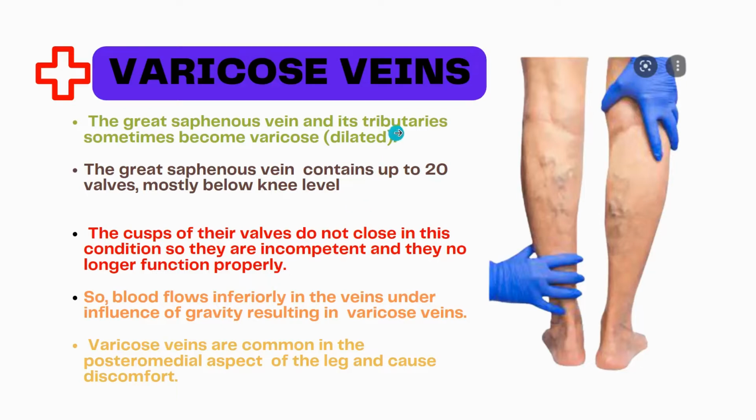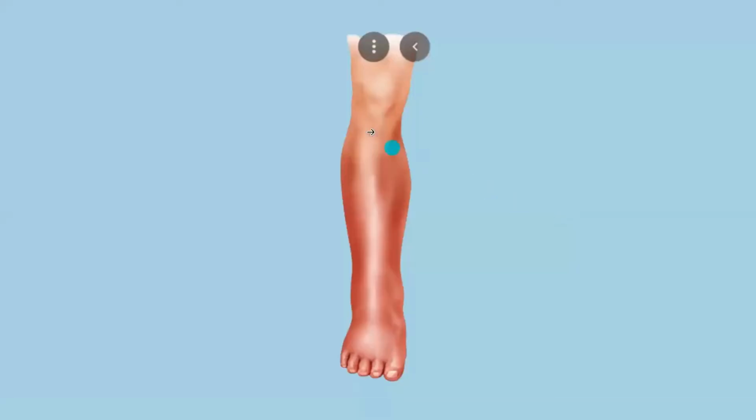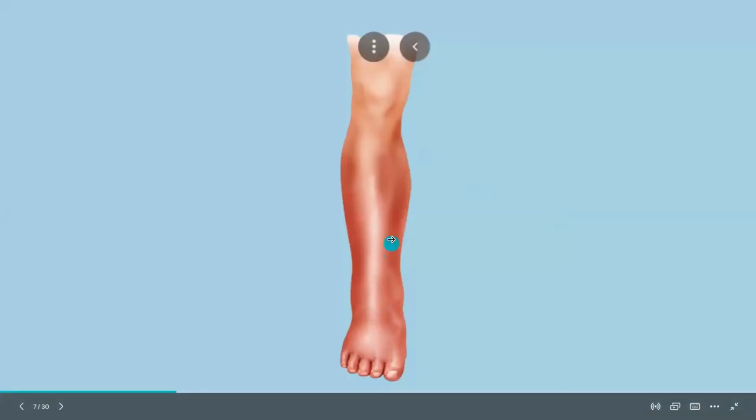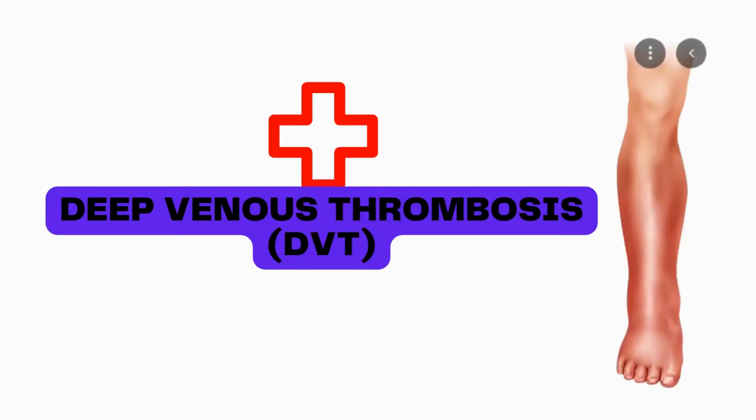So, when they do not function properly, this is the result. Blood flows inferiorly in the veins under the influence of gravity, resulting in varicose veins. Varicose veins are common in the posteromedial aspect of the leg and they cause discomfort. Here you can see the varicose veins.